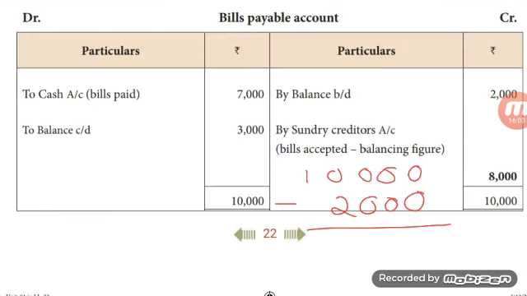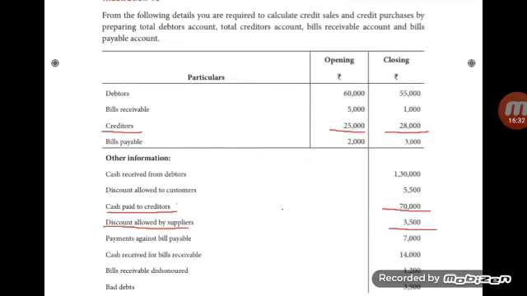Then find the balance. The balancing figure: debit side total 10,000, credit side total 2,000. The difference between the two, 8,000, is bills accepted during the year. Children, it will go to the debit side of the creditors account. Okay, the next step, total creditors account. See the question. Take the items which affect sundry creditors. Opening balance, closing balance and two other items are given here.